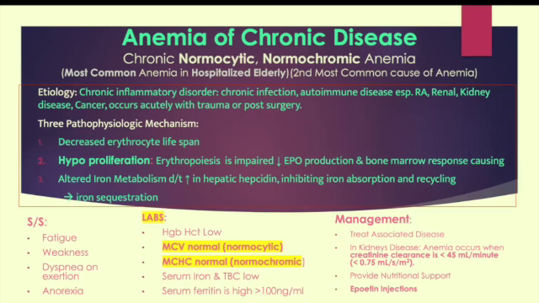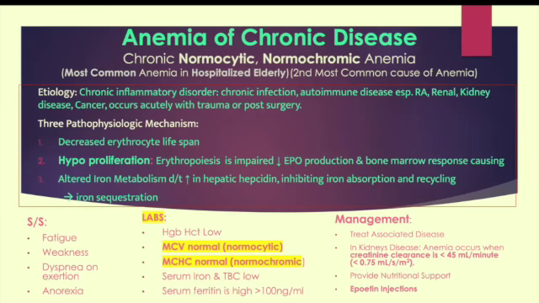Chronic infections are big with this, like sepsis. Autoimmune diseases like rheumatoid arthritis are big identifiers that this patient may have an anemia of chronic disease. And renal or kidney diseases and cancers are also big on this list, and it occurs acutely if there is some trauma or a post-surgical reaction. But mostly it's a chronic issue.